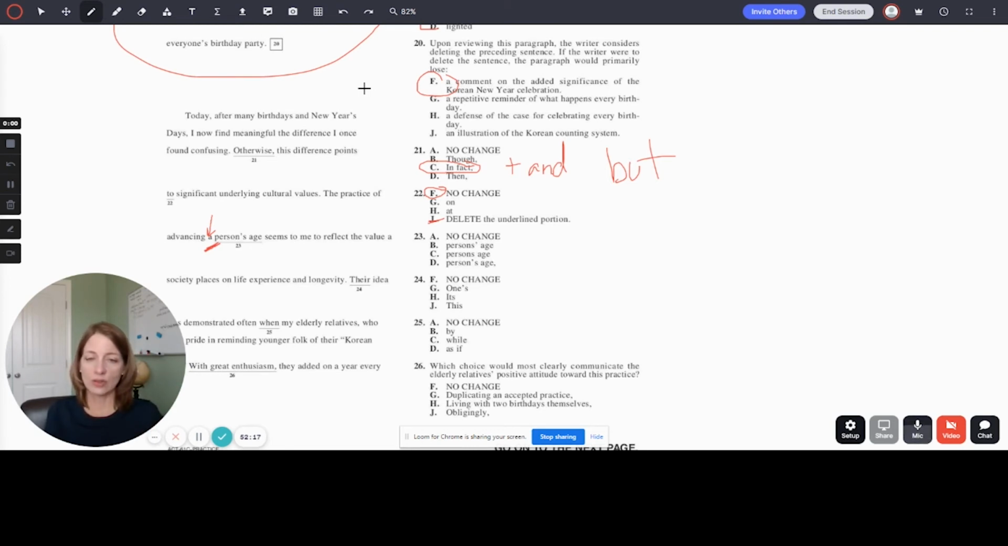Okay. So then we're looking at A versus C, person's age. We do need to possess this. Like my age, right? My age, I'm possessing my age. Tommy's age. So apostrophe S is how you show possession.